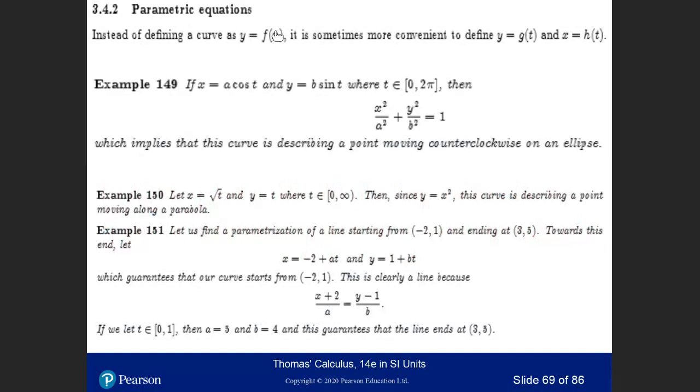Let's look at parametric equations. Instead of a curve y equal to f of x, you can define y as a function of one parameter, and x as a function of the same parameter also. Let's give an example. Suppose x is equal to a cosine t and y is equal to b sine t, where t is between 0 and 2 pi. So for every t in this interval, I have an x value and a y value. I put those values on my graph and I have a curve. For every t, I can calculate x and y coordinates.